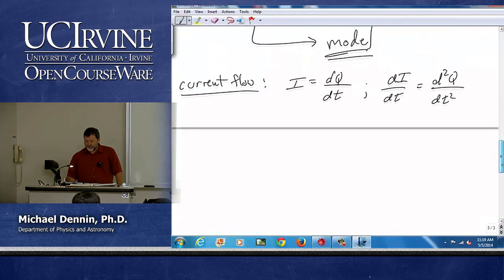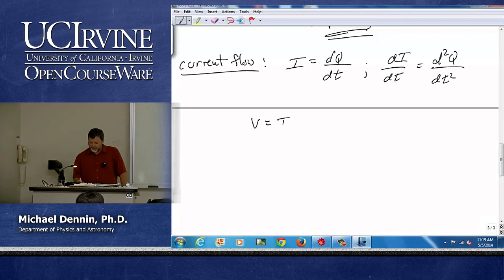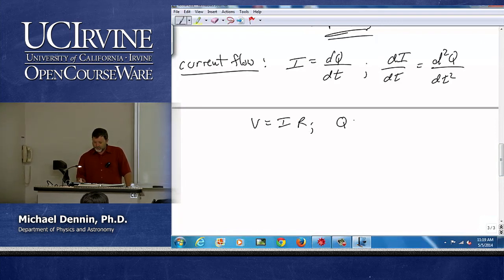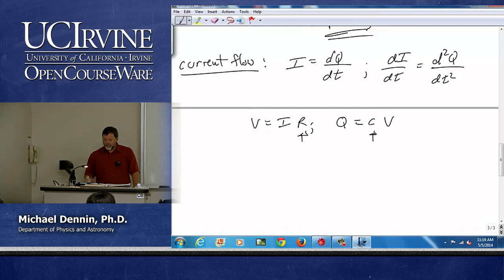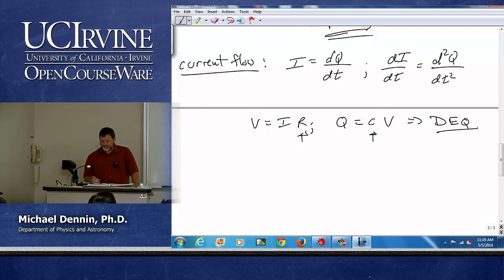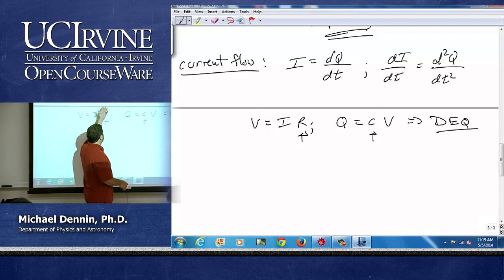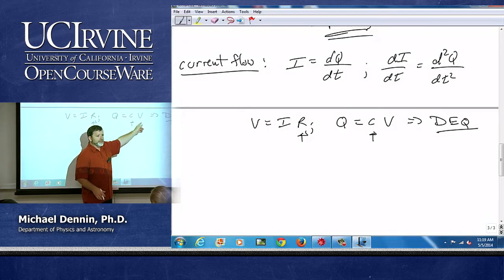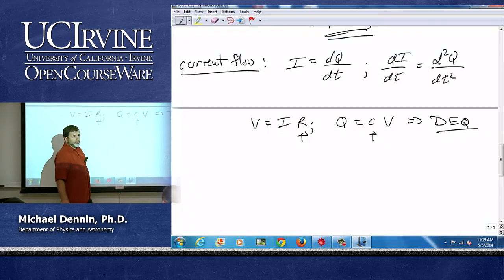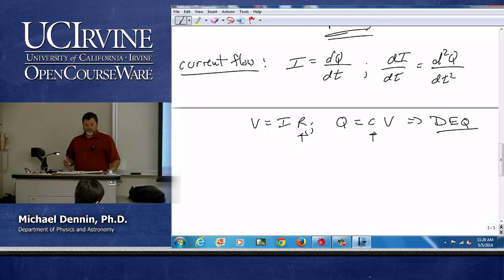And now we have various models for current flow that show up, such as V equals IR, Q equals CV for a resistor and a capacitor. And we can take these and turn them into the differential equation that we need by plugging in the appropriate behavior. I is dq dt. Taking a derivative of this gives me a dq dt and a dv dt. And now I can relate dq dt's and build up a model for my circuit that's a differential equation.